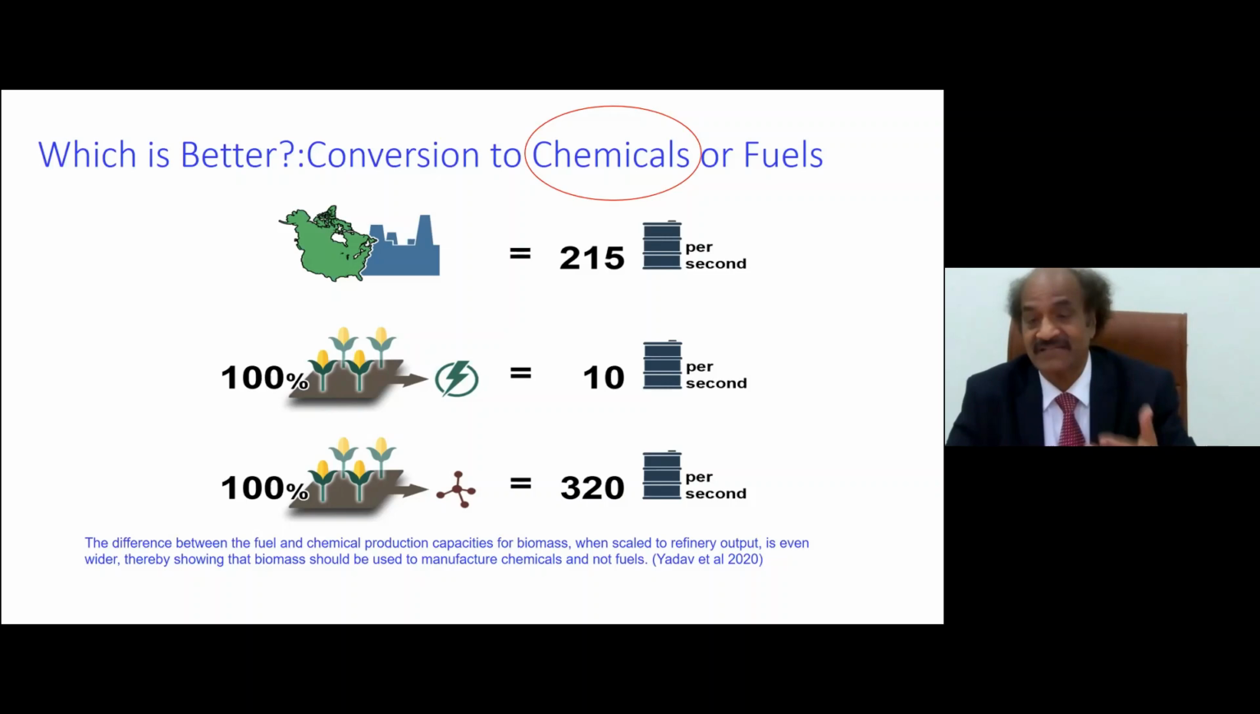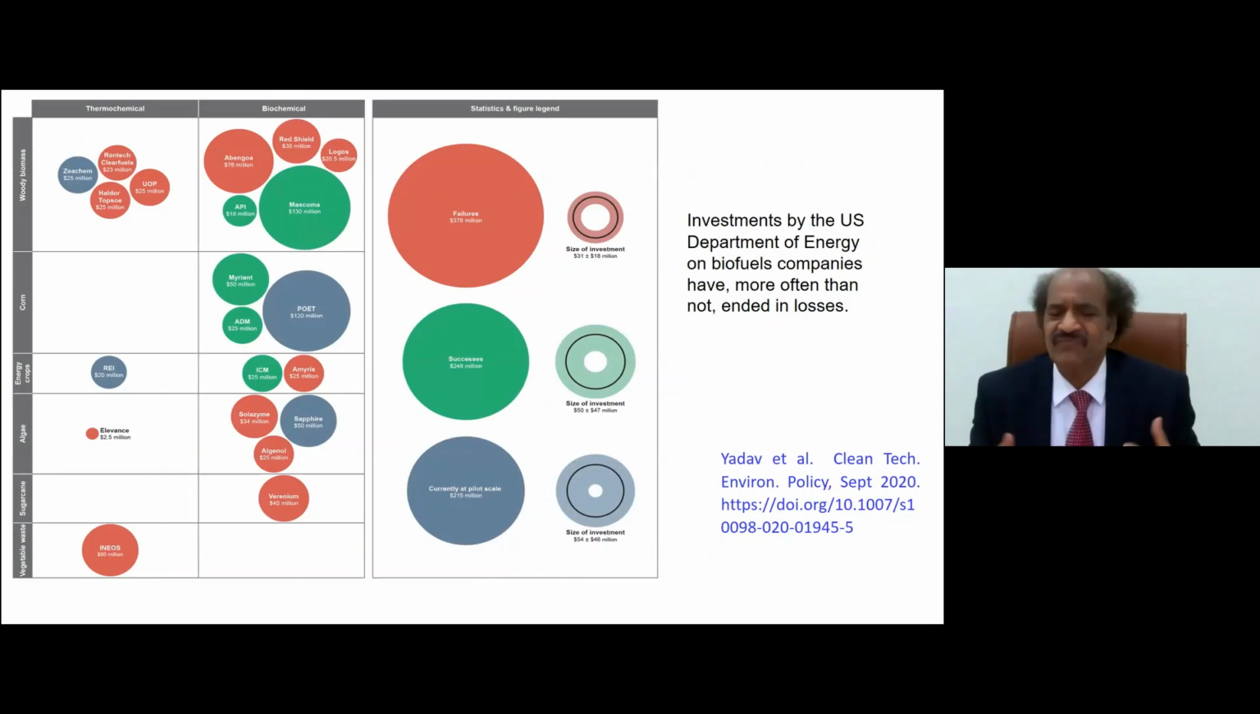So we also looked at the investment by the US Department of Energy on various projects, and there were more failures on the biofuels, bioethanol particularly, than successes.